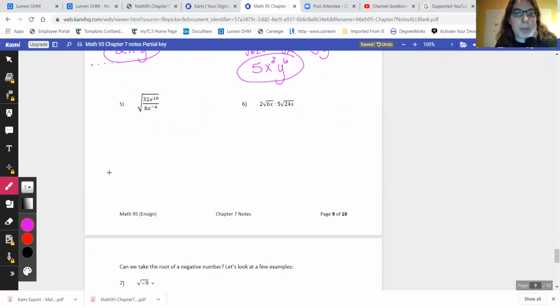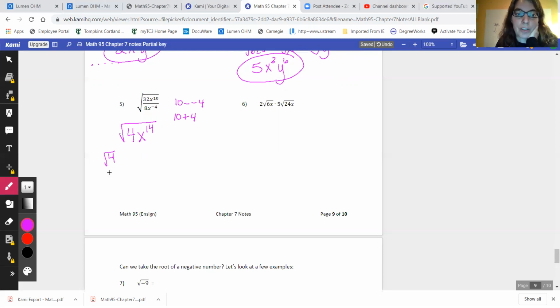Again, you know that whatever works better, we can simplify, take the square root of the top and the bottom separately, or we can put them together. Well, again, 32, 8, and 8 are not perfect squares. 10 is divisible by 2, and -4 is. But since these are not perfect squares, let's go ahead and combine them to see if we have something better. Well, 32 divided by 8 is 4, so that looks better because that is a perfect square. And then I'm using the quotient rule here, so 10 minus -4 is 10 plus 4, which is 14. So x to the 14th.